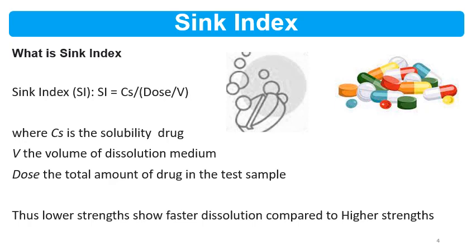And sink index is governed by the dose and the solubility of the API. So if you increase the dose, then you will get a lower sink index. That means if the strength is lower, you will get faster dissolution, because with lower dose sink condition will be maintained, but sink will go on decreasing with the increase in dose. That's why whenever you are working on a number of strengths of the same formulation, you will observe that the lower strength shows faster dissolution compared to the higher strengths.